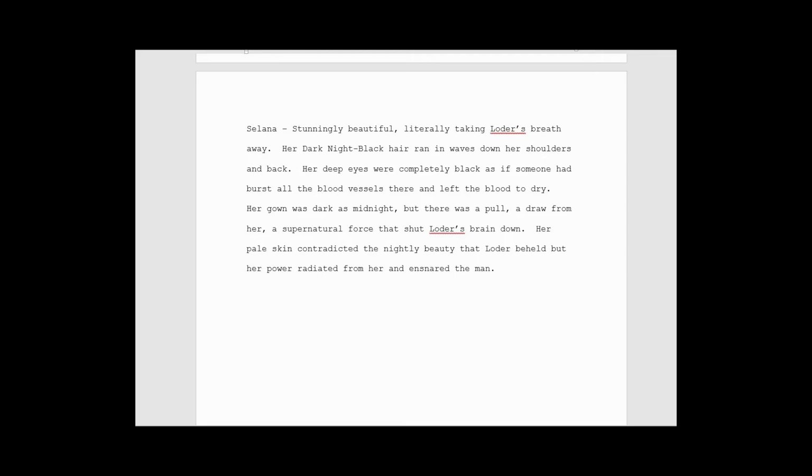So now we're going to talk about description of scene and setting. Setting is the overall view of what's going on. Are you in a wilderness? The scene is the microcosm of that setting. So that's the way I think about it.